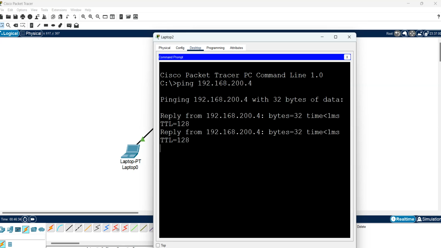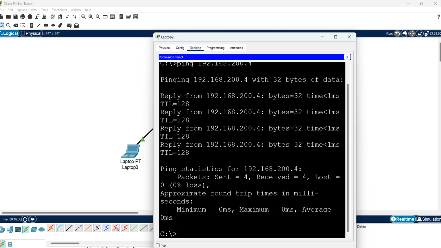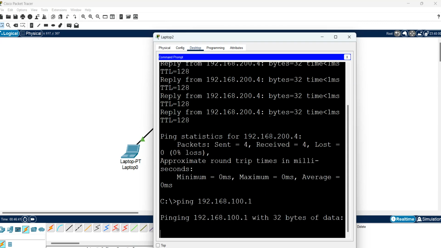200.4. Oh, there you go. I'm reaching it. The first 3 octets are actually the same. But can I reach, let's say, 100.1? No, it's a different network. You see that? So what does that tell me?